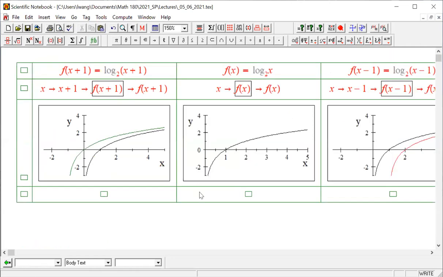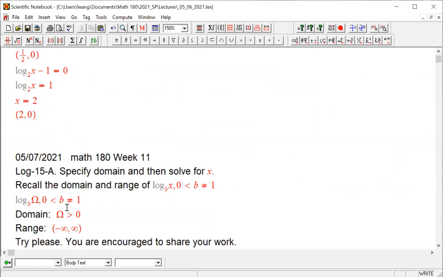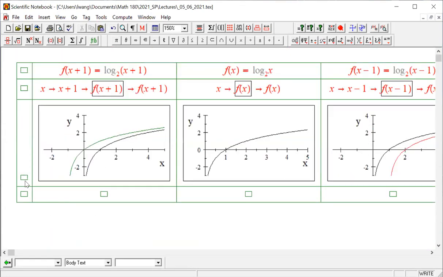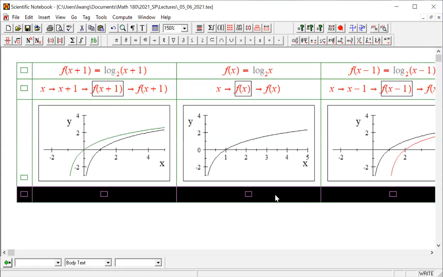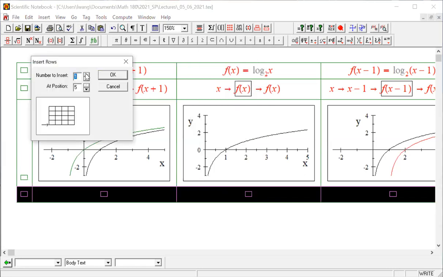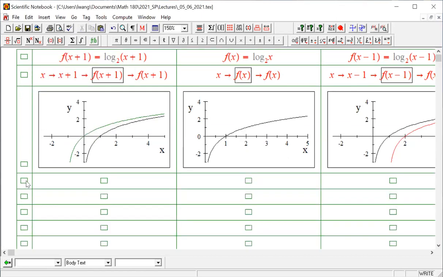Okay, domain and range and asymptotes. Did we give the equation of asymptotes? Yeah, we did all of that. So let's look at the domain, range, asymptotes, intercepts, and so on. So we're going to insert a couple of rows. Now, domain.